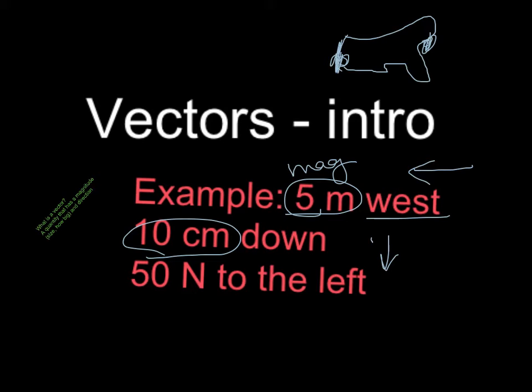Last one. Which one's our magnitude? The 50 newtons. We don't really need to know what newtons is right now. It's a force unit. To the left. Which way is left? Hey, guess what? Your left hand makes an L. So left and west are pointing in the same direction. Right and east are pointing in the same direction.